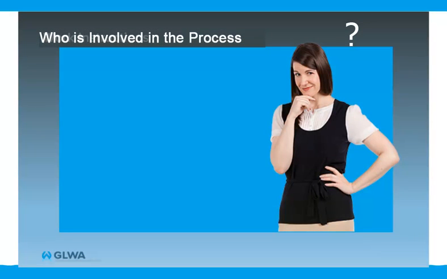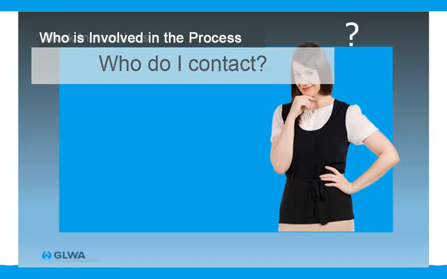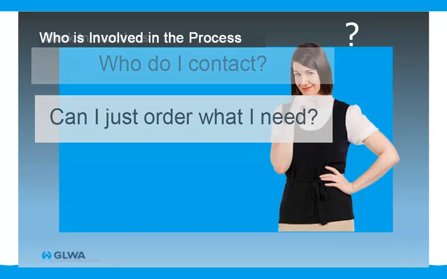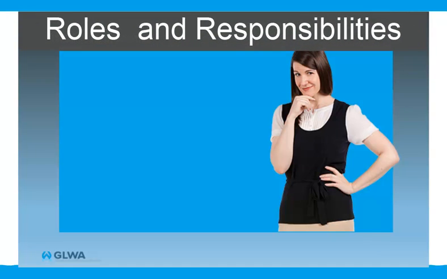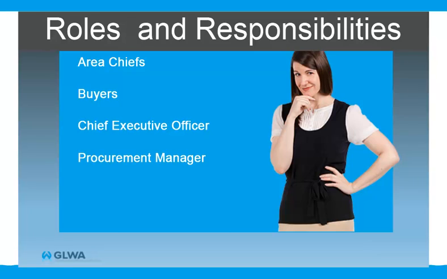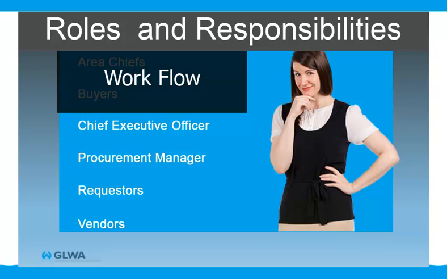Who is involved in the emergency request process? You might be thinking, who do I contact? Can I just locate the item I need and tell the buyer to get the item from that person or company? When making an emergency request, there are many roles involved with different levels of responsibility: area chiefs, buyers, chief executive officer, procurement manager, requesters, and vendors. Each of these roles has a responsibility in the process. Some may play a dual role, such as the requester and area chief. What is important to remember is, there is a standard workflow and chain of command for submittal and approval.